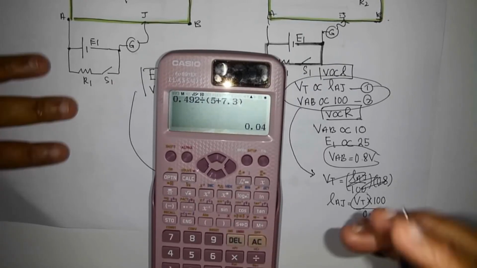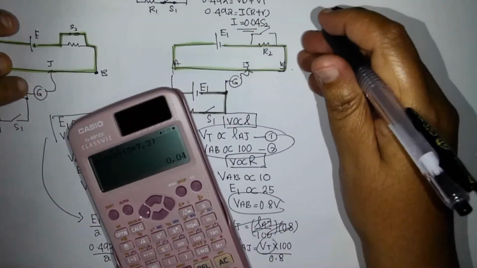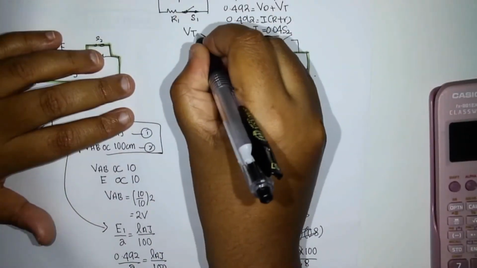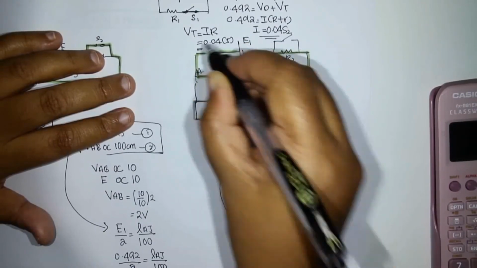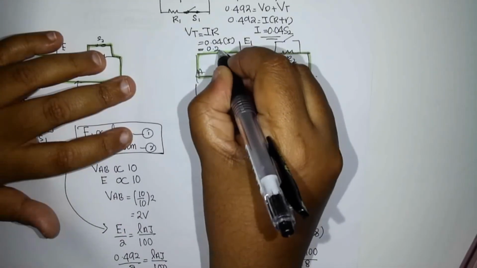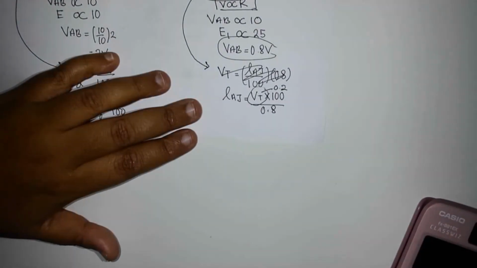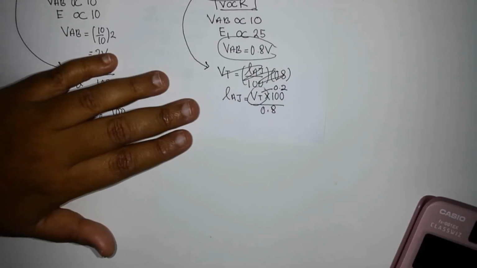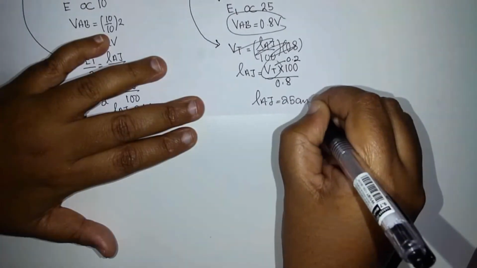We get I as 0.04. Okay, alright. So then V equals IR, 0.04 times 5. I get, so calculator dependent, 0.2 volt. Then I substitute this with 0.2. My answer I get is 25 cm. So length LAG will be 25 cm.